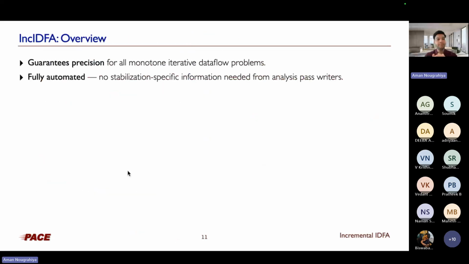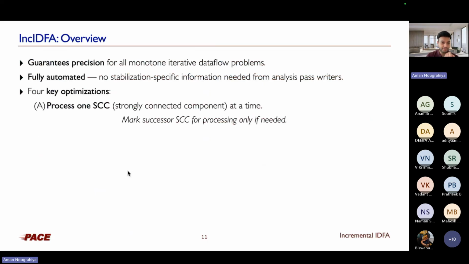So our proposal is Inc IDFA, which will guarantee precision for all the monotone iterative data flow problems. I'll not go into the word monotone; it will require some theory there. And then it is fully automated because we do not require any stabilization specific information from analysis pass writers. We have four key optimizations and one heuristic.